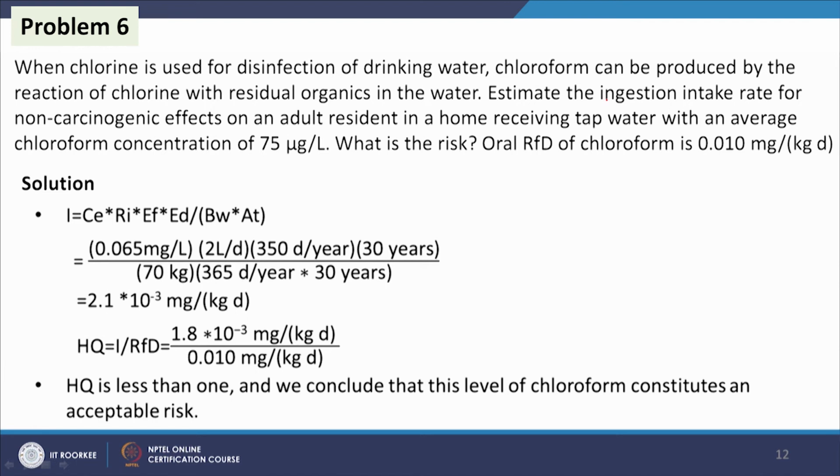So, we are getting that HQ is less than 1 in this case, and we conclude that this level of chloroform concentration constitutes an acceptable risk. So, this risk is not much, it is acceptable, because it is less than 1. When the HQ is less than 1, then the concentration is acceptable. Okay. So, another question, that is problem number 6.